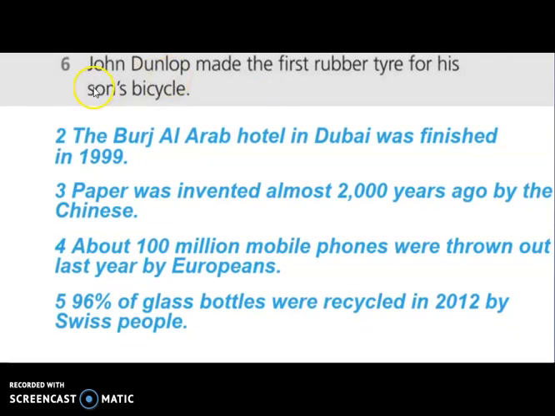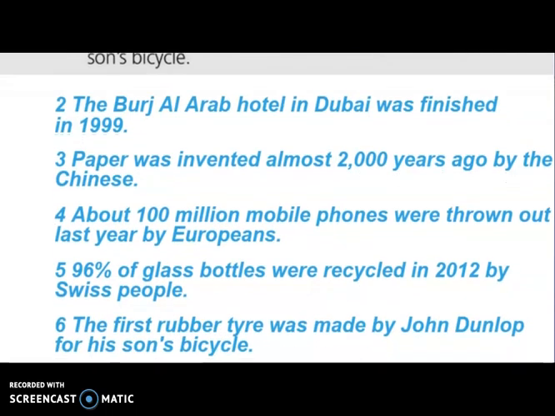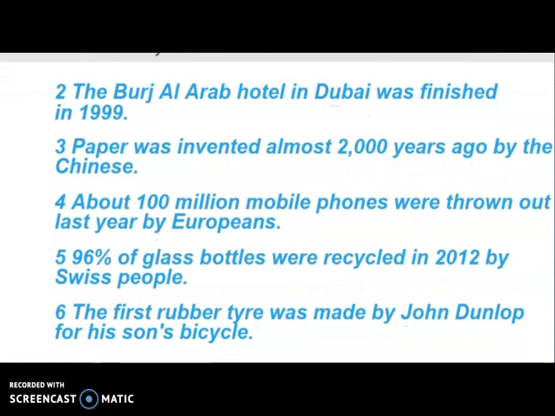Number 6, the last one, John Dunlop made the first rubber tire for his son's bicycle. So the first rubber tire is the object. So the first rubber tire was made by John Dunlop for his son's bicycle.